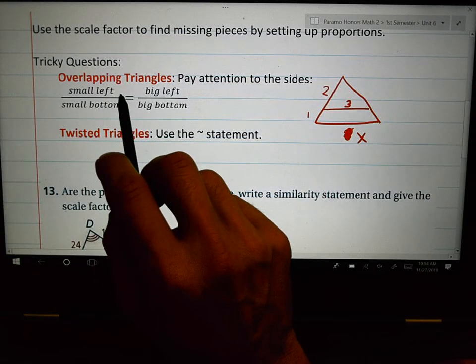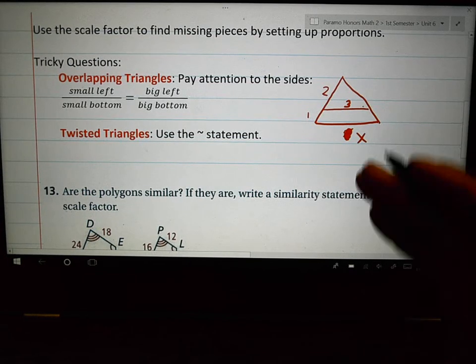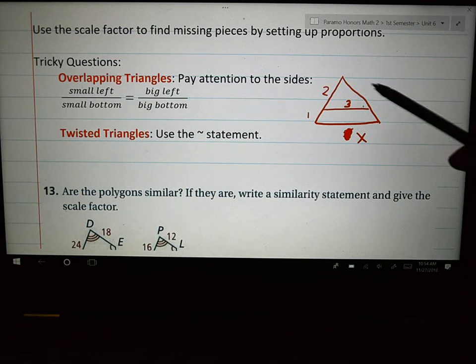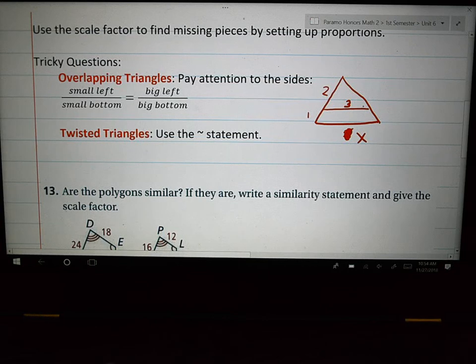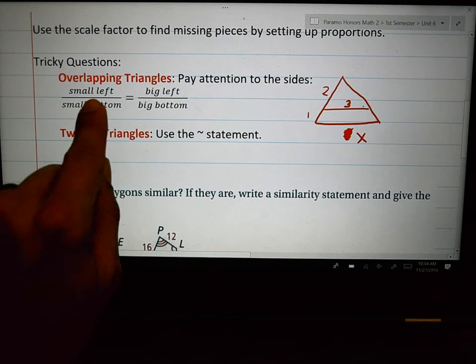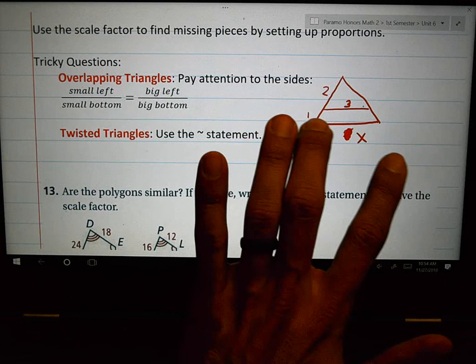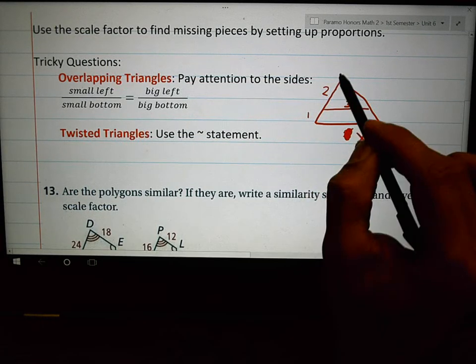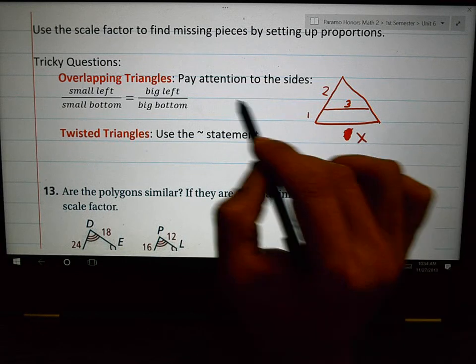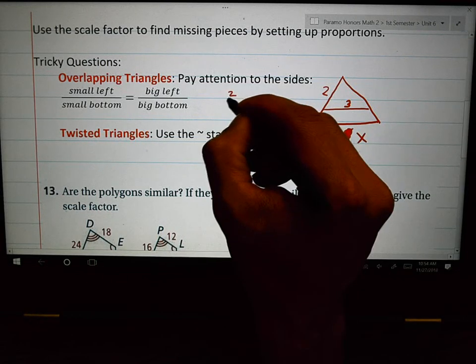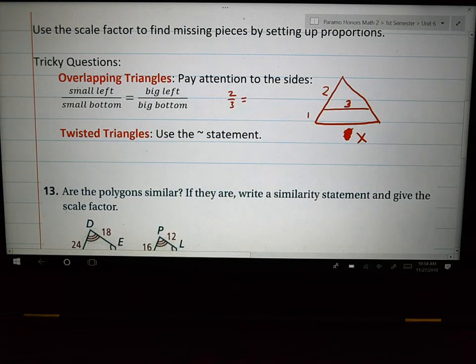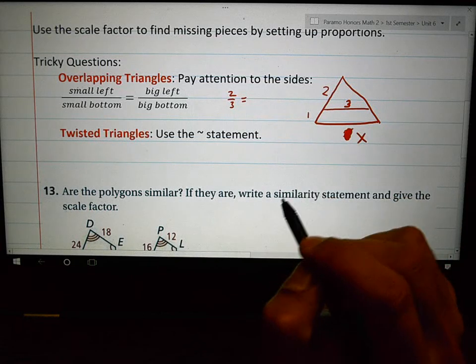When you're dealing with overlapping triangles, you have this triangle on top of the other triangle. They're going to try to trick you, especially when they do not give you full distances. They do give you full distances, but it's disguised. If you are setting up a proportion for something like this, keep in mind the small left side of the triangle over the small bottom would be like a 2 over 3. That would be equal to, what's the big left side going to be for this triangle? If you know, say it out loud.